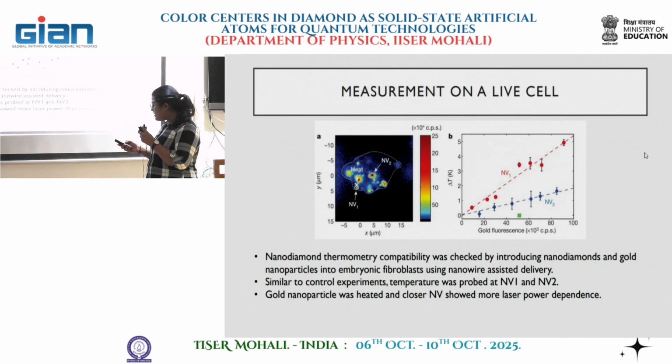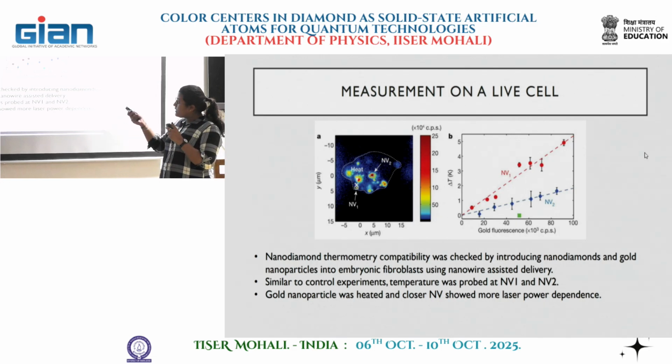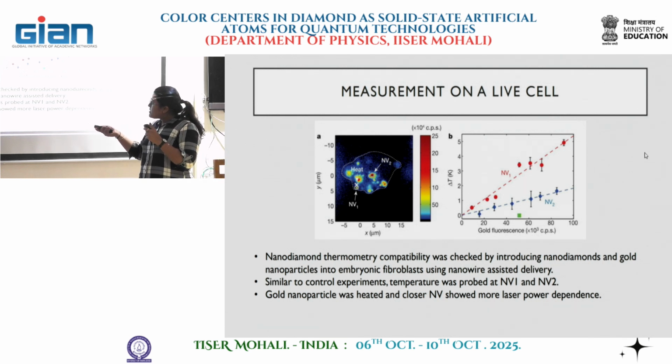So, to bring the final idea home, our main aim was to do temperature measurements on a living cell, right? So the next part, what they did was they introduced nanodiamonds as well as gold nanoparticles inside a live cell using nanowire assisted delivery. And then similar experiments were conducted. Basically, the laser was put on our nanoparticle, and temperature measurements were done on NV centers.